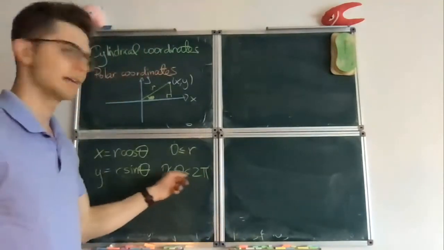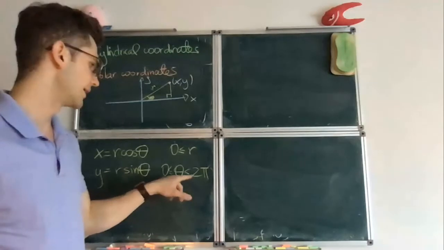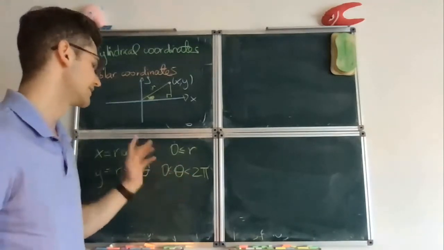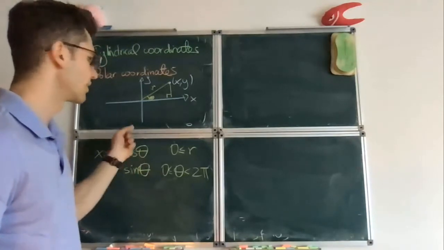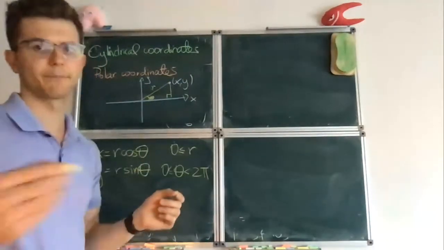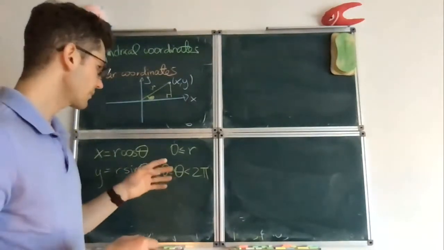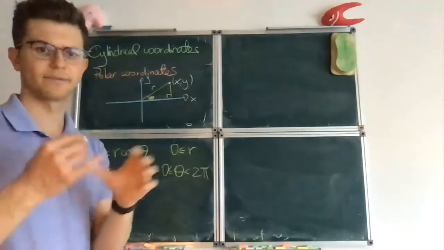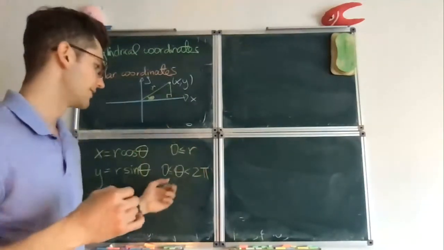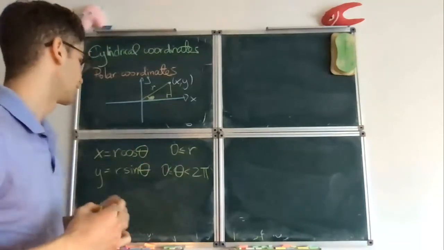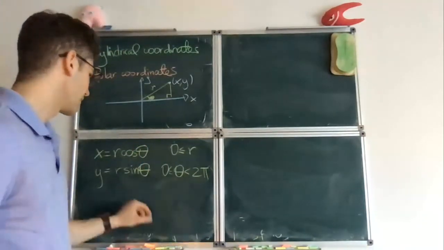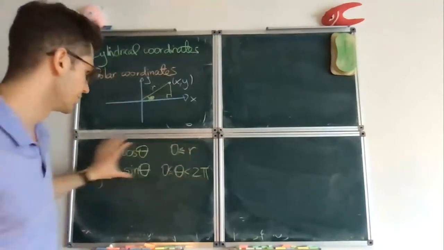Once you get to 2 pi, it's the same as 0, so you can either include it or exclude it in this inequality. It doesn't matter too much. There are other conventions where you go from negative pi to pi. The point is that as long as you have an interval of length 2 pi, you can use that for describing the angle. And typically this is the most useful version.